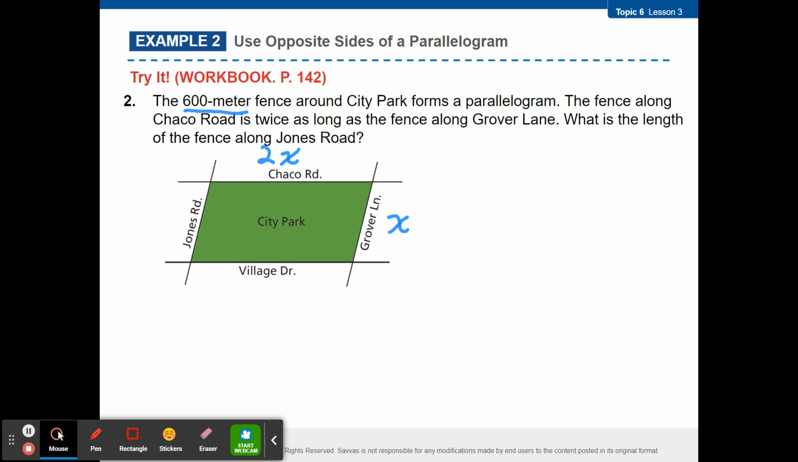Because there's 2x, x, and x. You know, Aiden, every single thing. Aiden is not right. What? Oh my goodness. That is all. No, it's not. It's all combined. Yeah, I know. All that is 600. No, which is twice? It's 2x, because it says it's twice as long as Grover Lane. Which means it's 2x.